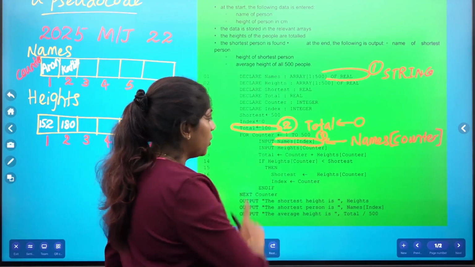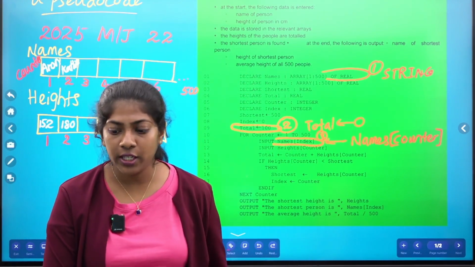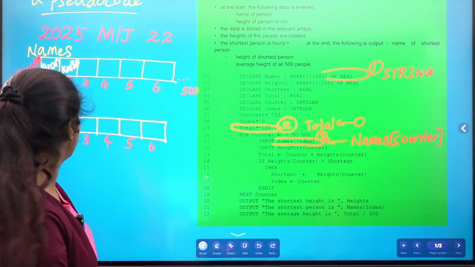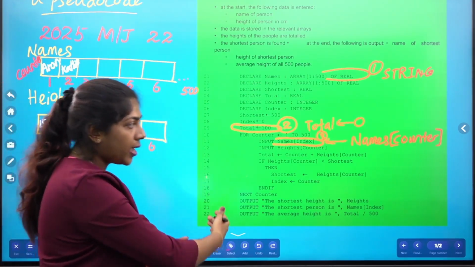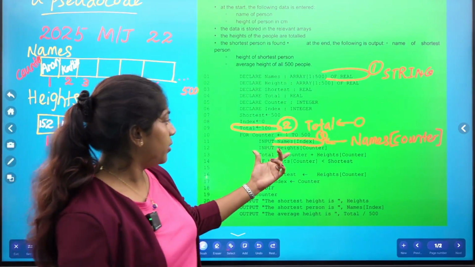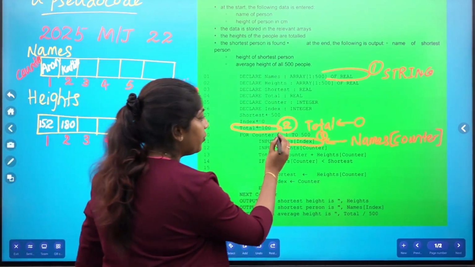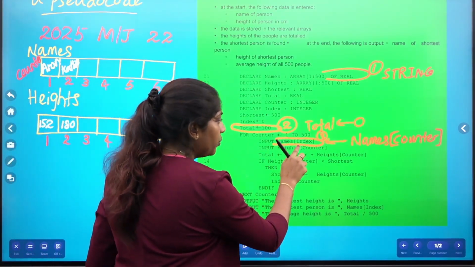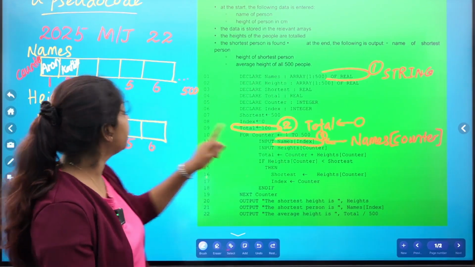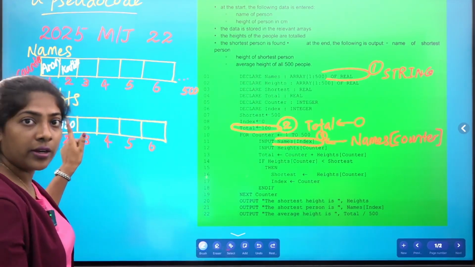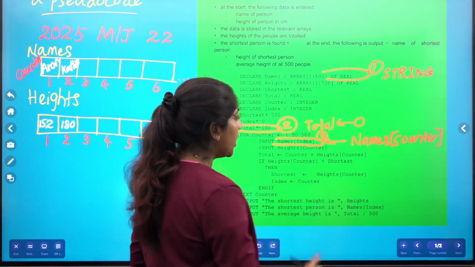Input heights counter. Counter value of heights. An issue? No. So we are looping through the array and we have to input. For example, if the counter value is 1, the name of the first person will be input here, and then the height of that first person will be input here. Got it?